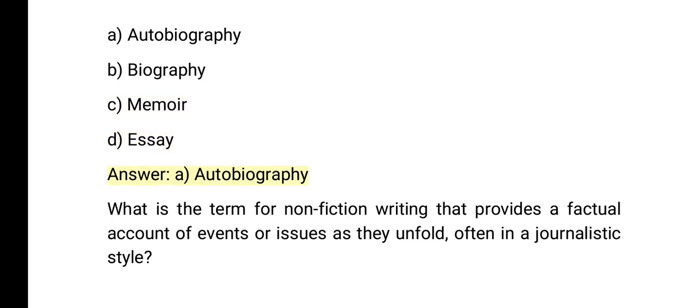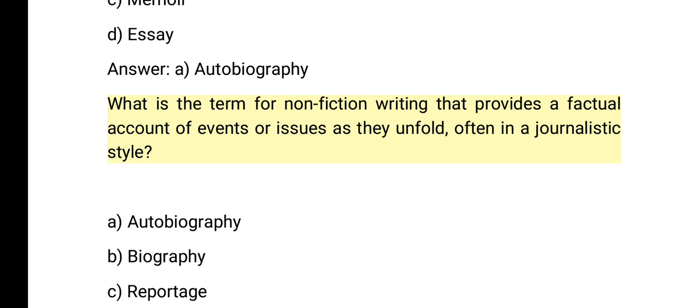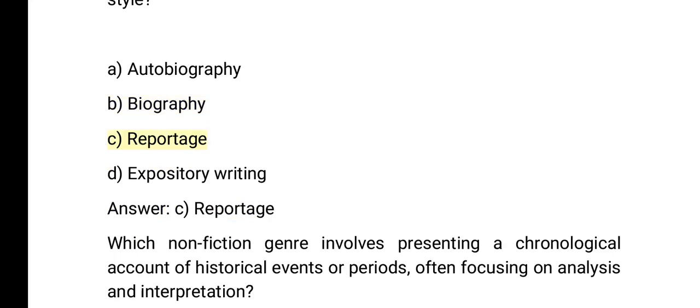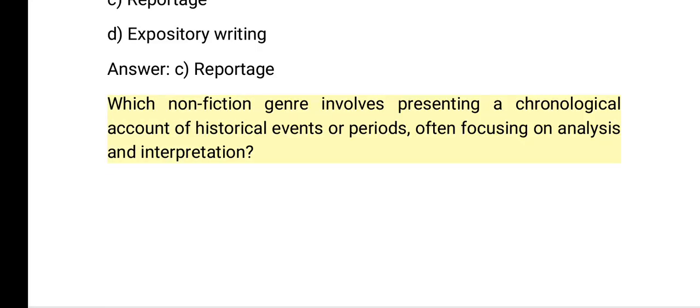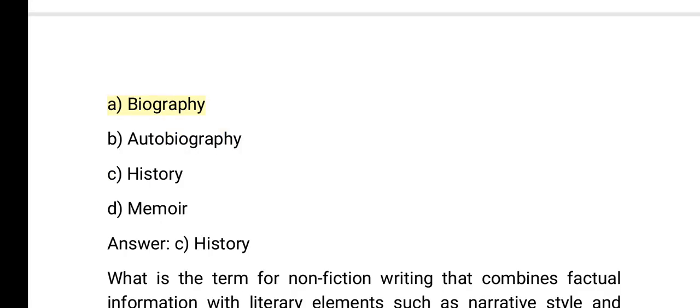Autobiography. What is the term for nonfiction writing that provides a factual account of events or issues as they unfold, often in a journalistic style? A. Autobiography. B. Biography. C. Reportage. D. Expository writing. Answer: C. Reportage. Which nonfiction genre involves presenting a chronological account of historical events or periods, often focusing on analysis and interpretation? A. Biography. B. Autobiography. C. History. D. Memoir. Answer: C.